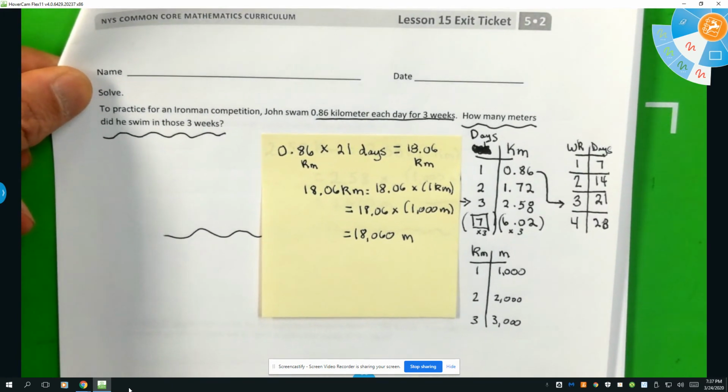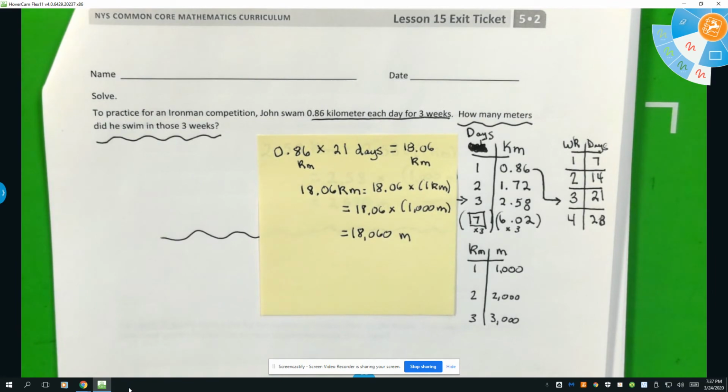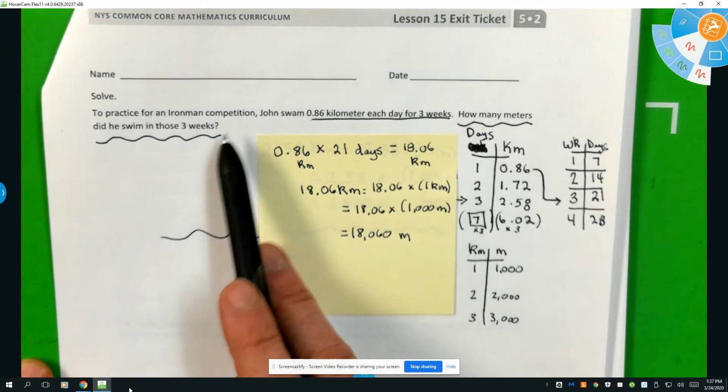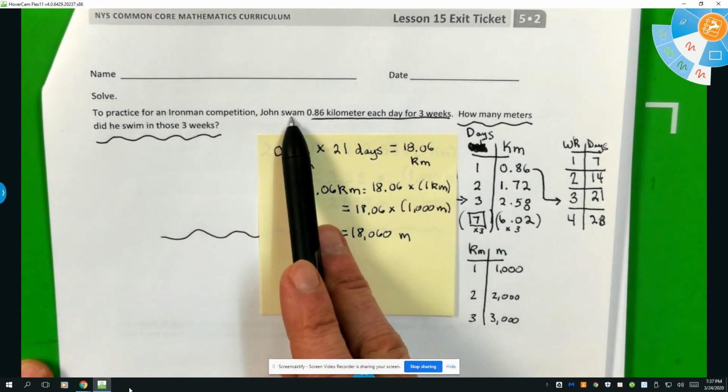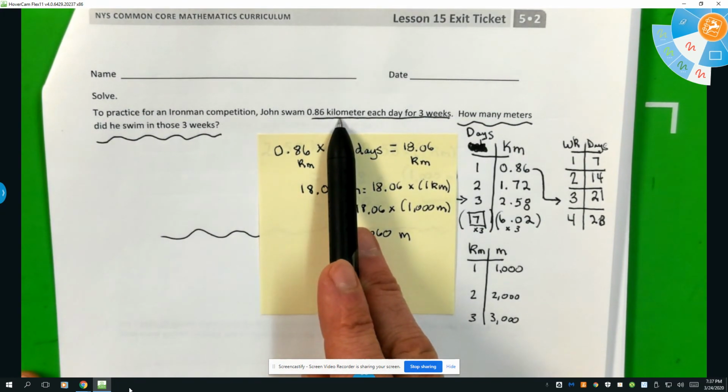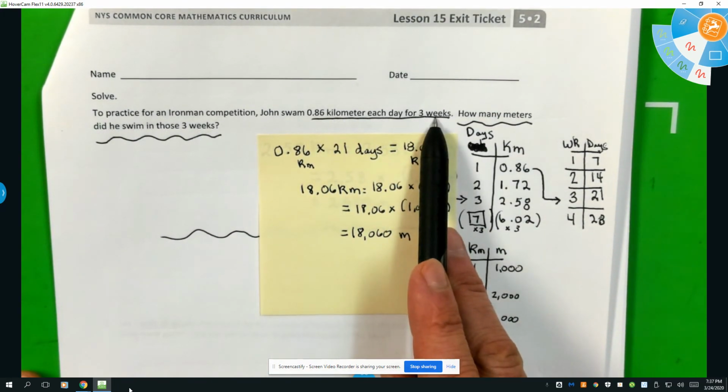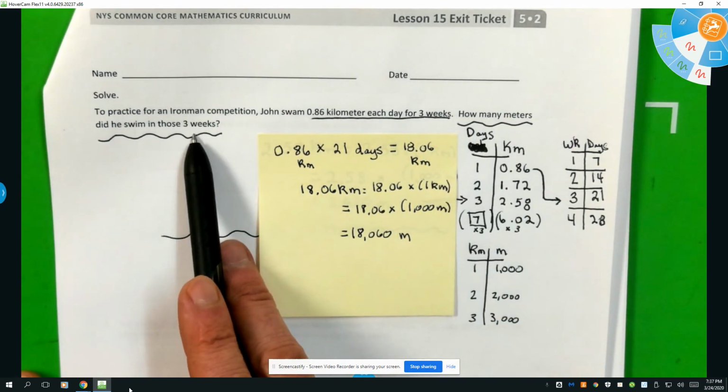So let's go over yesterday's exit ticket. It's kind of a couple-step problem when you look at it. At first, it seems really easy. You might be looking and going, okay, to practice for an Ironman competition, John swam 86 hundredths of a kilometer each day for 3 weeks. How many meters did he swim in those 3 weeks?